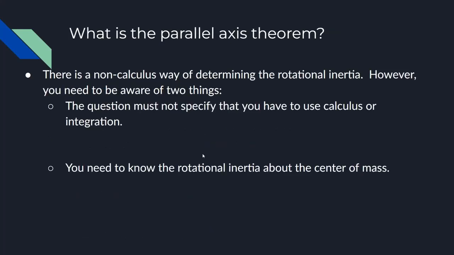You just have to be very careful that it doesn't explicitly specify that you have to use calculus, and you have to know what the rotational inertia is around the center of mass. So a lot of times, if they give you the rotational inertia around the center of mass, that's kind of the hint that you're being allowed to use the parallel axis theorem. Parallel axis theorem is essentially how to figure this out using algebra instead of calculus.